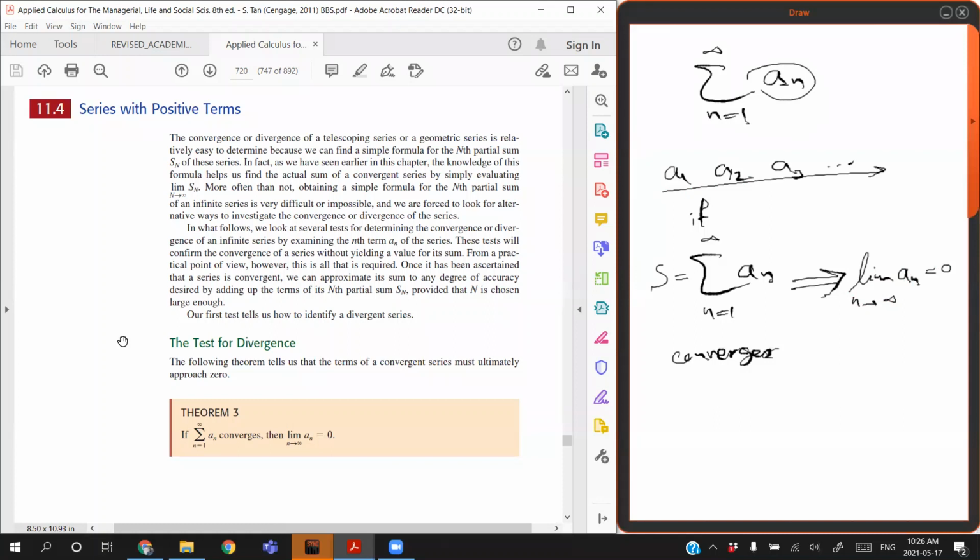So how can we use this? Because it doesn't tell us whether the series converges or diverges. It doesn't tell us that. What it tells us is that if you know that the series converges, then the limit of the sequence that the series is built upon is going to be 0. That means the general term a_n, which built this series, that limit is going to be 0.